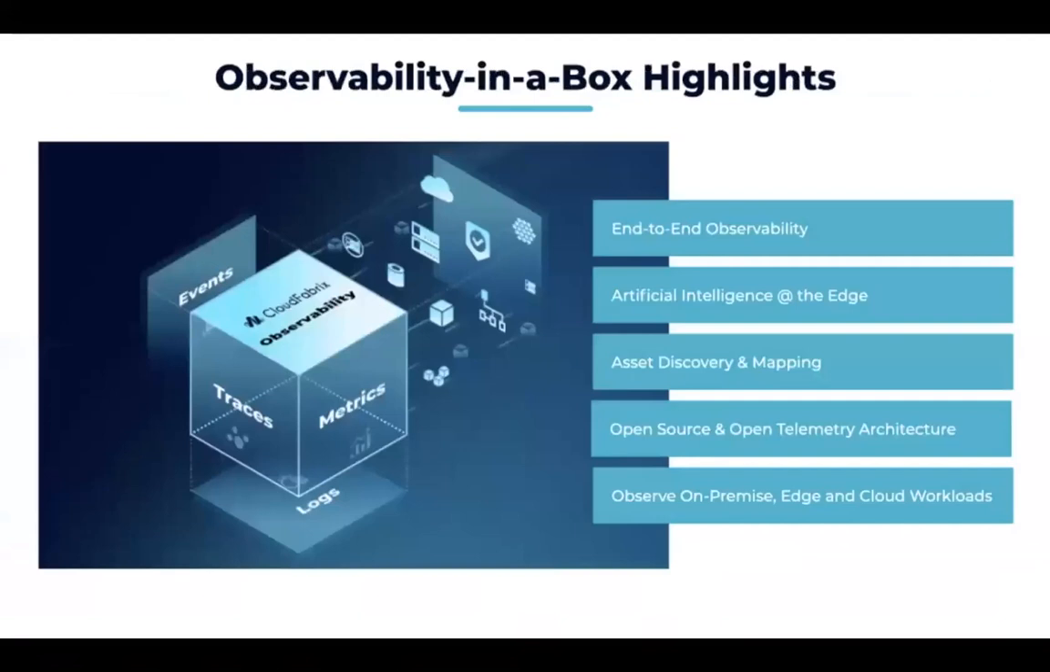Observability in a box addresses these challenges. It provides end-to-end observability, which means metrics, logs, and traces all provided in a unified solution. And then it provides AI inferencing at the edge, closer to the source of data. It also provides asset discovery and topology context. And it is all built using open source components. And it is applicable to your on-premise, edge, and cloud workloads.